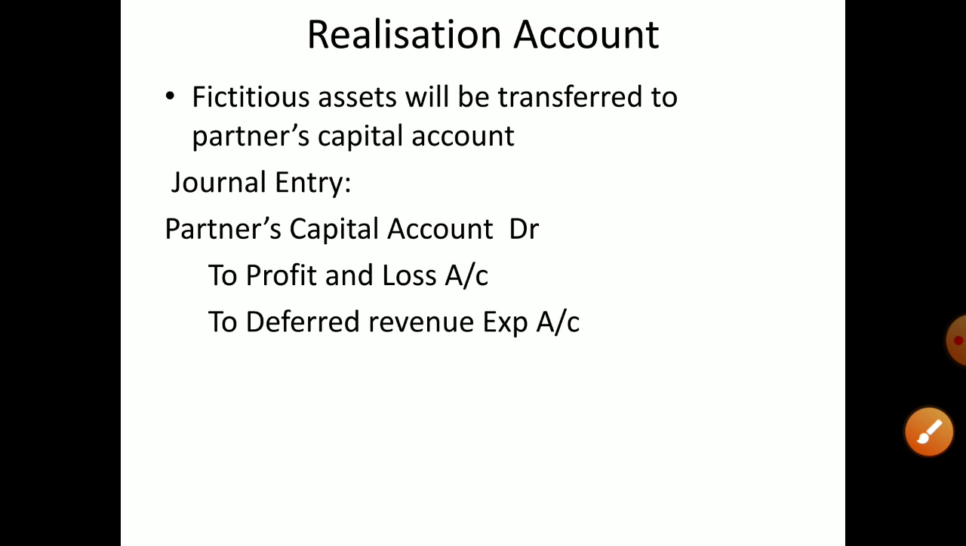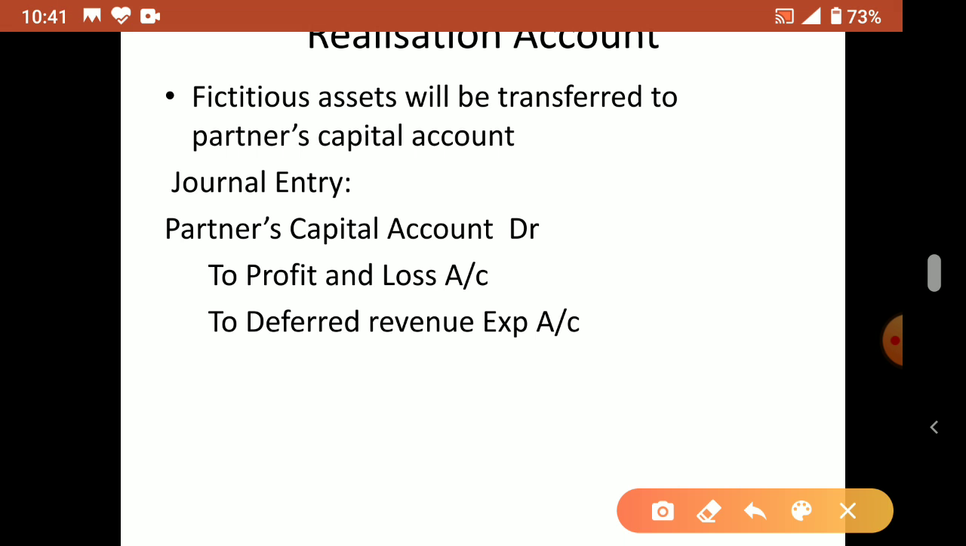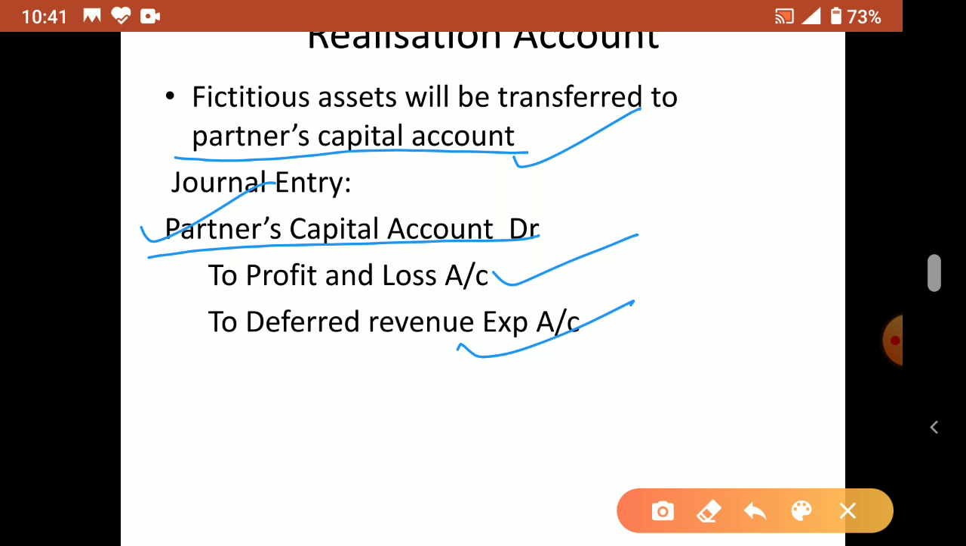Okay. Now this fictitious asset I told you, then where will it go? Fictitious assets will be transferred to partners capital account. So we have to transfer to capital account. So capital account, where will it go? To the debit side of capital account. Partners capital account is debited, so this item you have to write on the debit side of partners capital account.